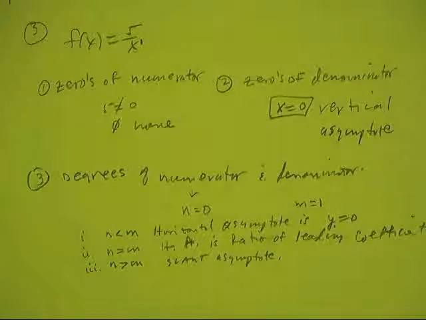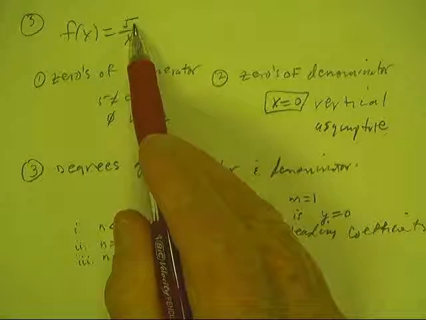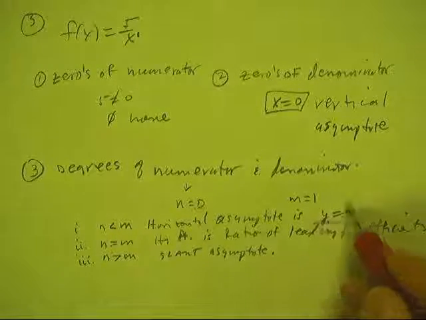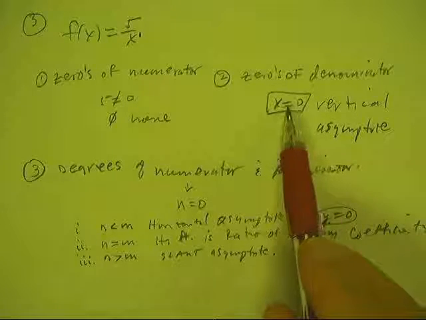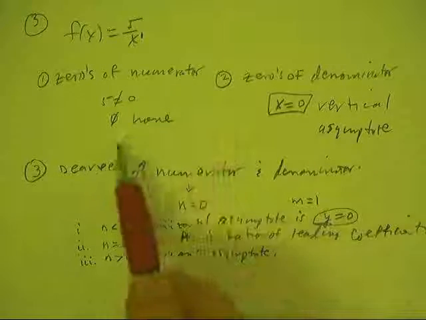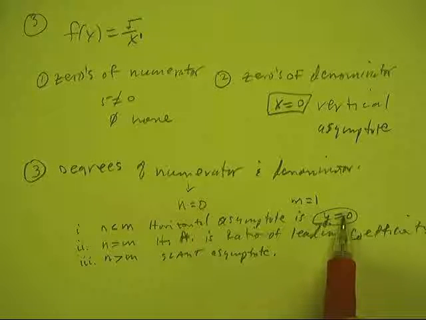Okay, so there's 3. And notice if there's not any variables up here in the top, you're always going to have y equals 0. So I've got a vertical asymptote at x equals 0. I don't cross the x-axis at all, and I have a horizontal one at y equals 0.